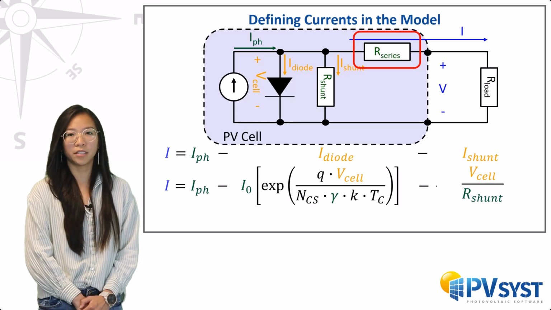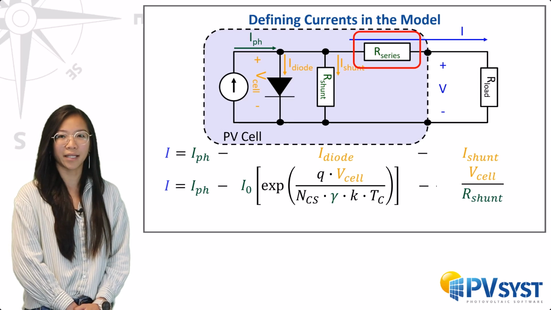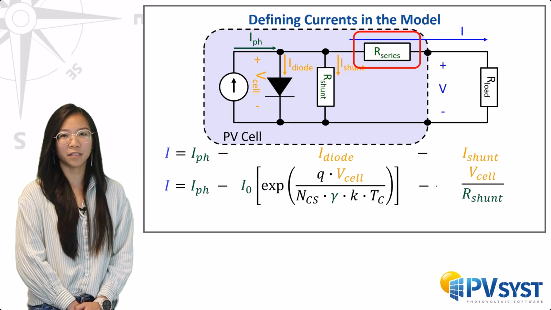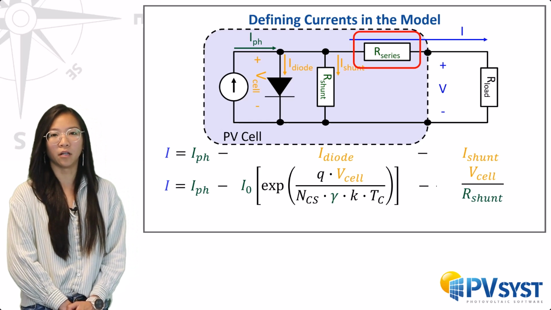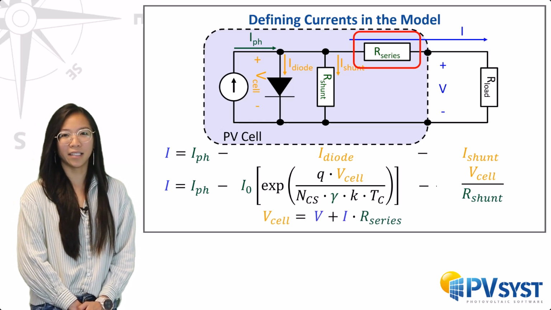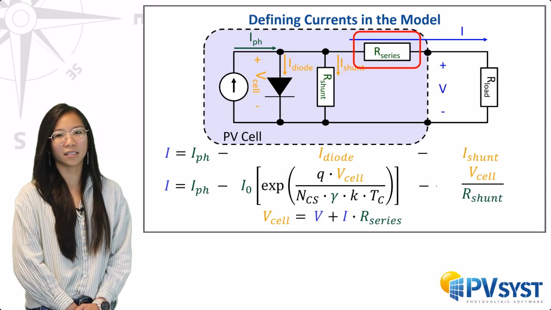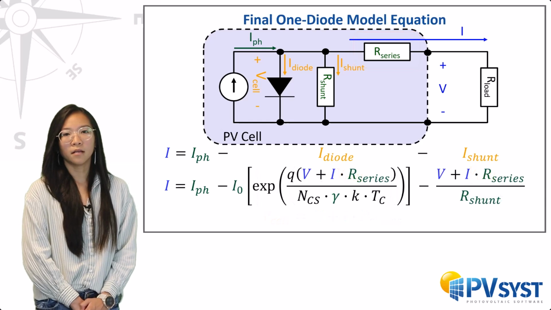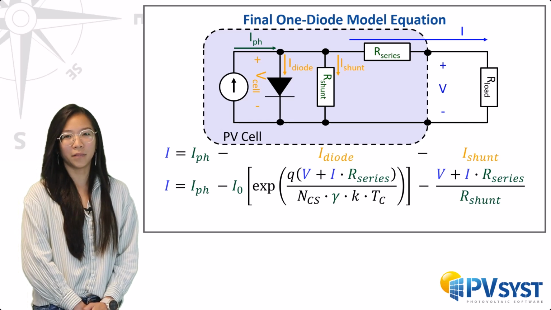Finally, in order to determine the internal voltage V cell, we consider the series resistance crossed by the output current I. This is also obeying Ohm's law. The series resistance produces a voltage drop proportional to the current, up to the terminal of the cell. This means that the internal voltage of the cell, V cell, is equal to the output voltage plus the voltage drop across the series resistance. Substituting this expression for V cell into the equation, we finally have the complete equation.